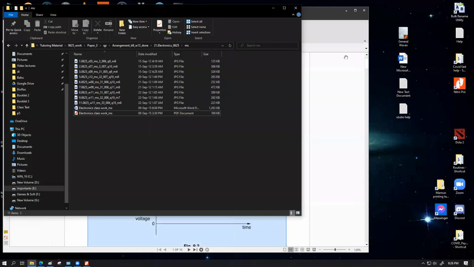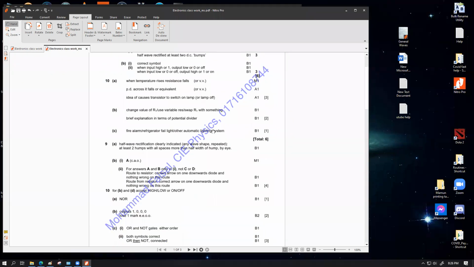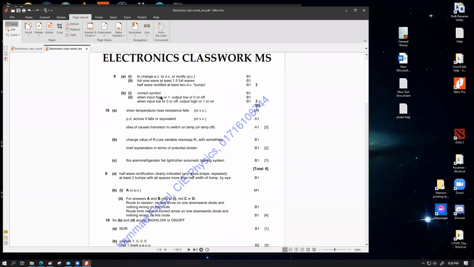Still, just to make sure that we are correct, you can have a look at the mark scheme. When input is 1, high or on, output is low or off. When input is low or off, output is high or on. Okay. They have mentioned both the sentences. Vice versa was not appreciated for some reason, and I don't have the examiner's report over here. That's basically it.